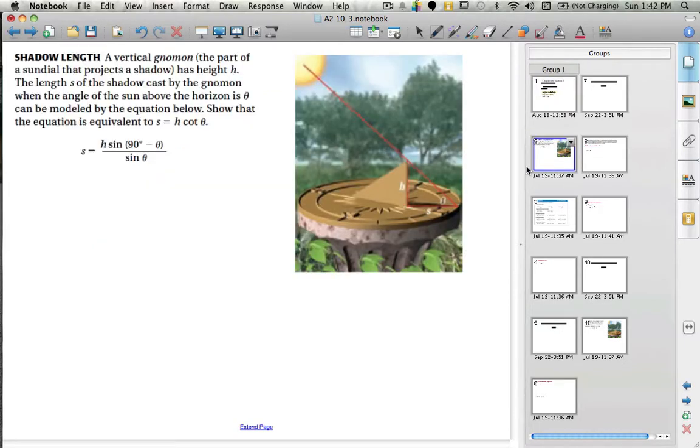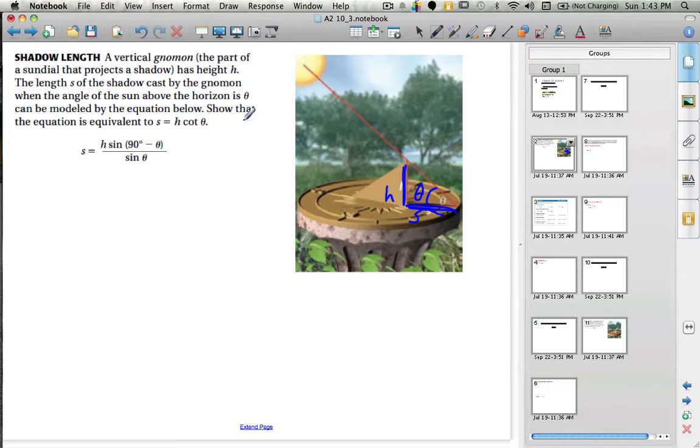The type of problem I might want to work on is something along this line. The vertical gnomon, that's the part of the sundial that projects the shadow, so that's this part right here, has a height of h, so this would be the height. And then the length s, that's over here, running along this direction, is the shadow cast by the gnomon when the angle of the sun above the horizon is theta. In this case, this is theta here, right? So for an unknown angle.